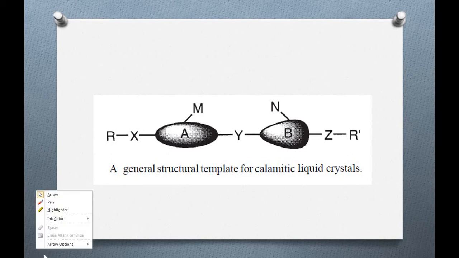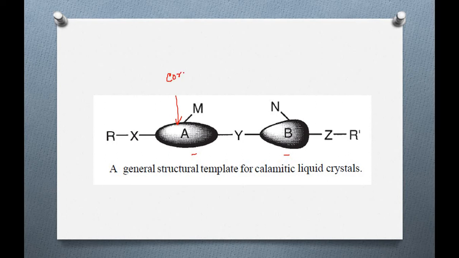Let me just explain each of these parts, each of these blocks or units, so to say, that we are seeing here. What are these things like A, B? So A and B are called the core units. They constitute the core units.